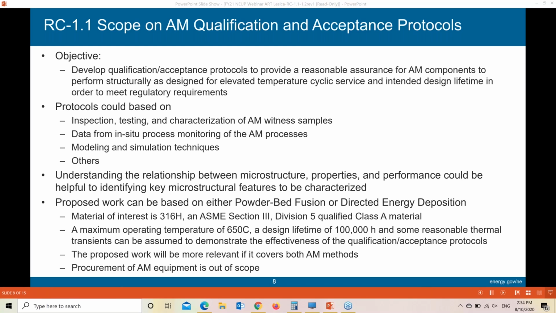Is there still interest in research on alloy 709, like tweaking the formulation? Yes, we have an interest in that in terms of the DOE-NE programmatic program within the ARTS program, but not specifically for this RC 1.1 scope.